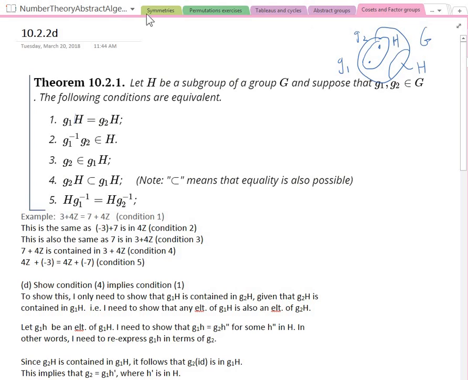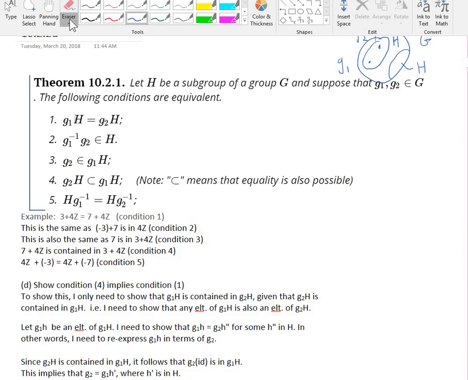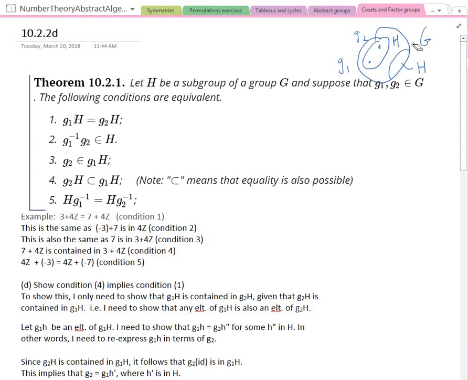I shouldn't have called this H. Let me erase that. So let's do it again. This here I would call G1H, and it's equal to G2H. All right, so suppose I have a coset that contains both of these, and in fact the coset from G1 is equal to the coset from G2.